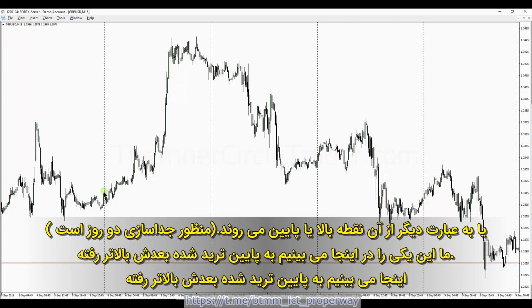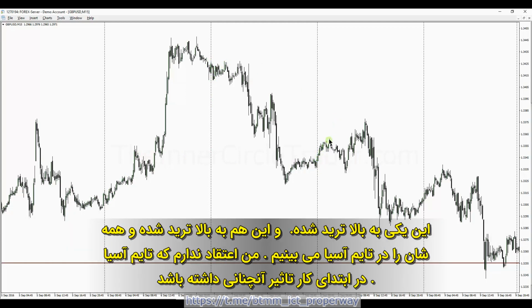You see one here, it trades down away from it, then moves higher. We see this one here, trades down, then moves higher. You see this one here, trades higher. This one here, it trades higher. And that's all we're going to look at for that Asian session. I don't believe Asia is that influential initially.